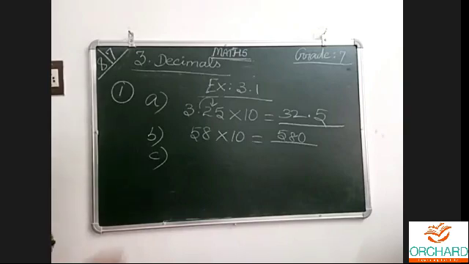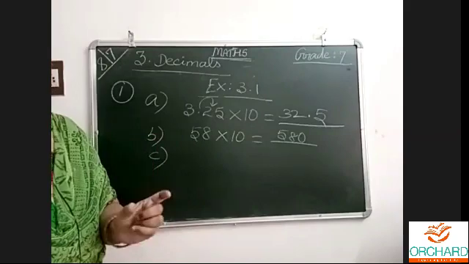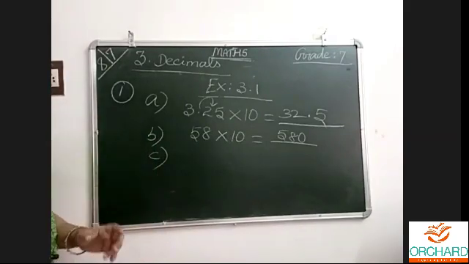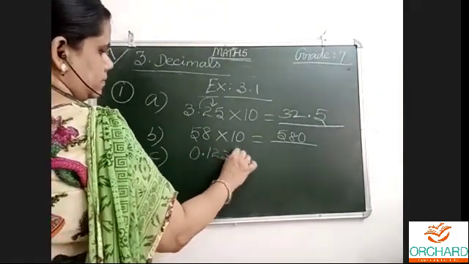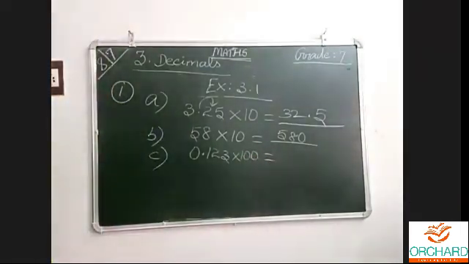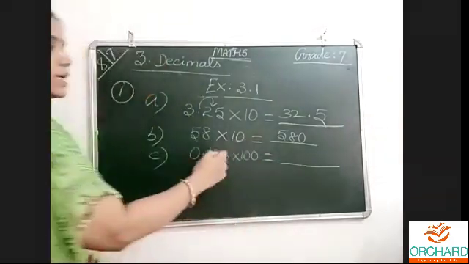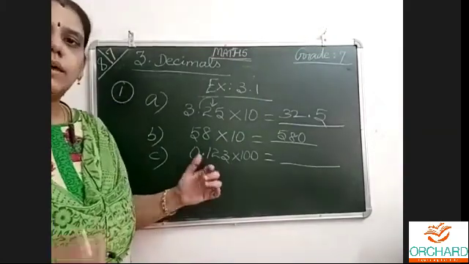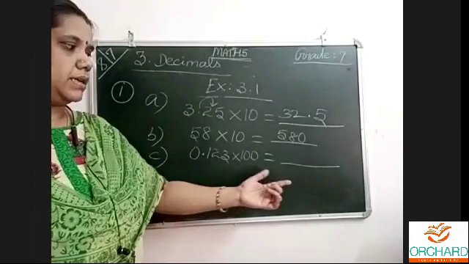Now, question C. 100 times as large as 0.123. 100 times as large as means you should multiply. We want a 100 times bigger number. This number is small. I want a number such that it is 100 times of this number.